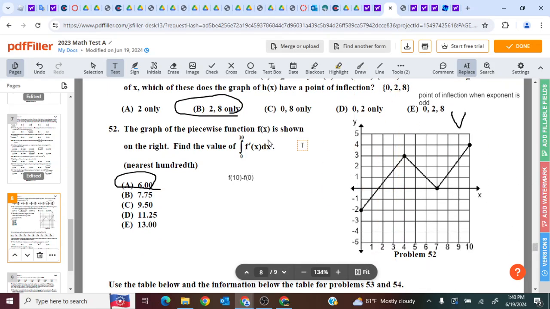52, piecewise function, find the value of integral from 0 to 10 of f prime of x. Well, this integral cancels out this derivative. So now you simply have f of 10 minus f of 0, which is 6.00.